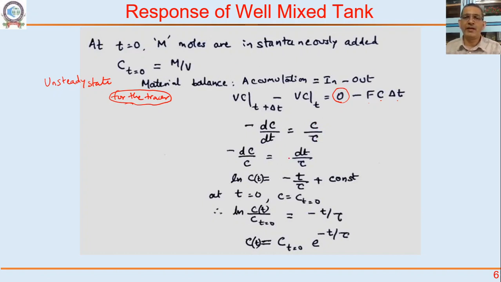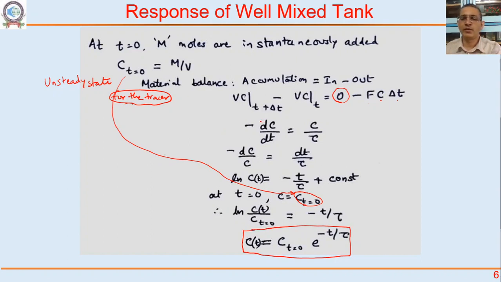And if you integrate and put the condition that at t equal to 0, c is c at t equal to 0, the initial concentration of the tracer, you'll find that c at time t is c at t equal to 0 times e raised to minus t by tau. This is how the tracer concentration will change with respect to time.